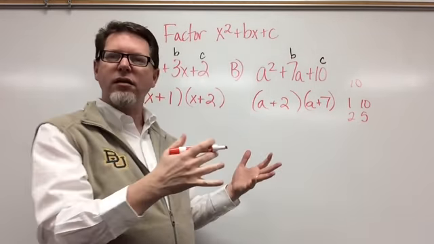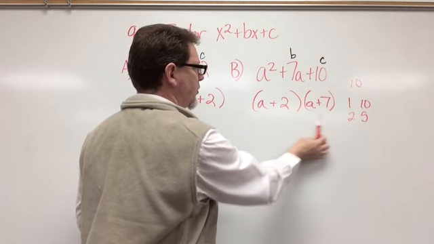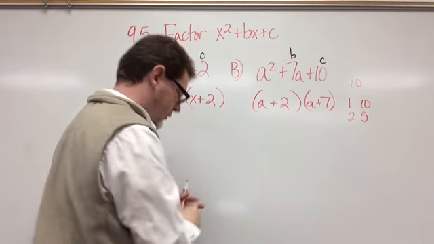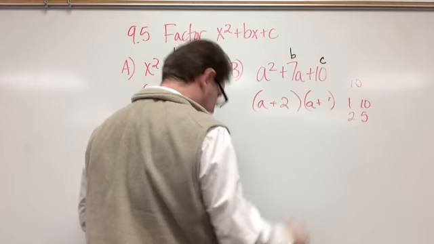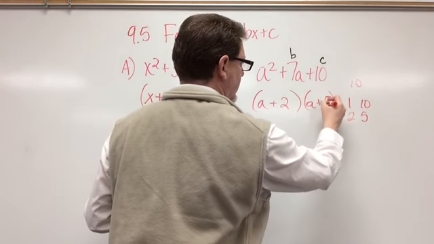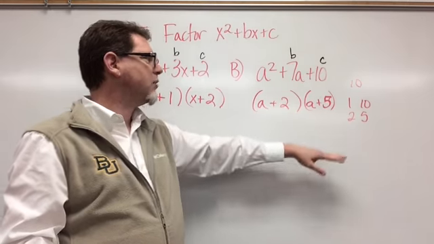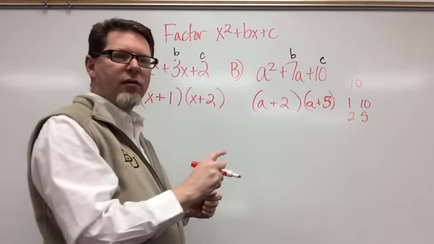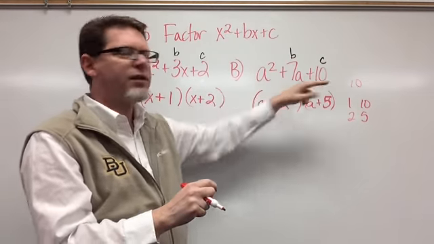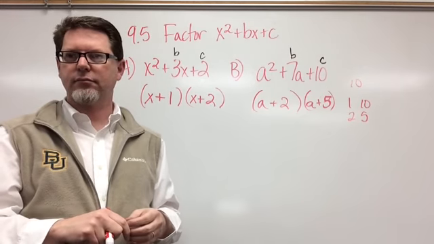So a plus 2 and a plus 5. And if I went back and did FOIL, I would figure out that a plus 2 times the quantity a plus 5, when I multiply that out, you would get a squared plus 7a plus 10.